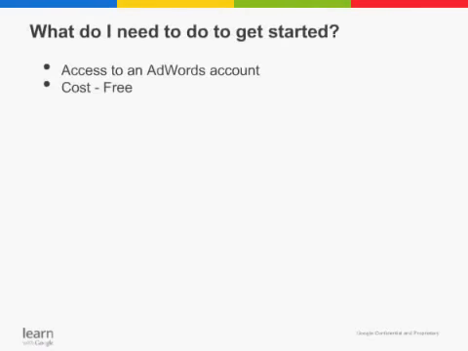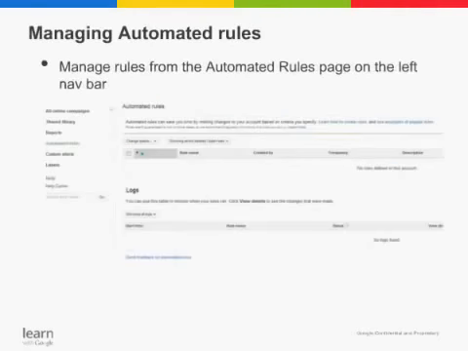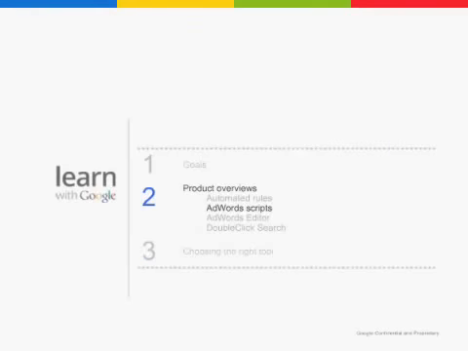Anyone who has an AdWords account can set up rules at no additional cost. You can create rules within the Campaigns tab of your account, and you can manage these rules from the Automated Rules page on the left navigation bar. As you can see, automated rules are a simple way to automate repetitive changes. We've tried to make it very easy to use automated rules to accomplish more common changes.